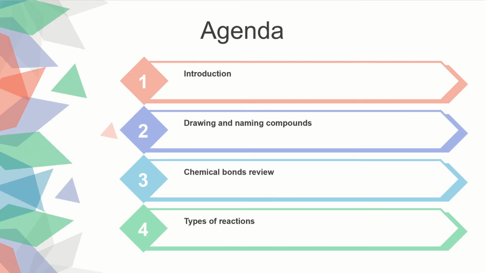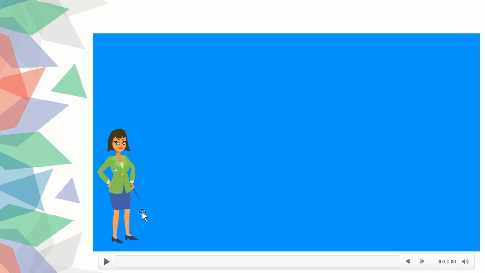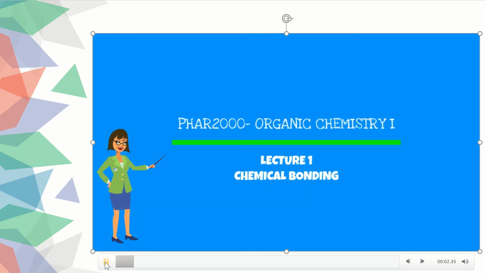So, today I'm going to give a brief introduction to organic chemistry, and then I'm going to do a review of drawing and naming compounds. I'm also going to review chemical bonds, such as covalent or ionic bonds. And then I'm going to finish off with types of reaction, like elimination, addition, etc. As I said, the title of today's lecture is Chemical Bonding.